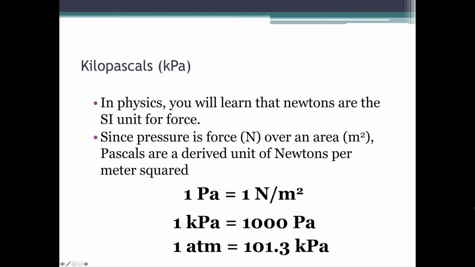Now, in physics, you will learn that newtons are the SI unit for force. Since pressure is force over an area, so newtons over meters squared, pascals are what we rename that unit as. So 1 pascal is 1 newton per meter squared. So 1 kilopascal is 1,000 pascals. So when we actually calculate the unit of force that that column of air is pushing down with, 1 atmosphere is equal to 101.3 kilopascals. And that's how we get all four units of pressure.